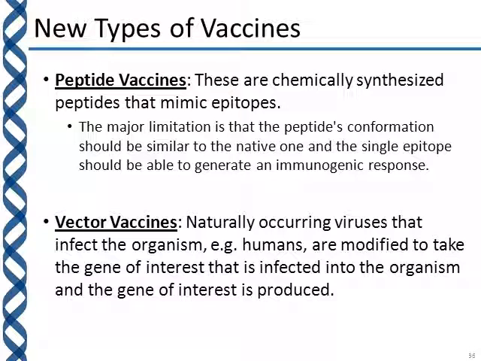There can be peptide vaccines. These are chemically synthesized peptides that mimic the epitopes. The major limitation is that the peptide's conformation should be similar to the native one, and the single epitope should be able to generate an immunogenic response. Then there are vector vaccines. Naturally occurring viruses that infect the organism, i.e. humans, are modified to take the gene of interest that is infected into the organism, and the gene of interest is produced.